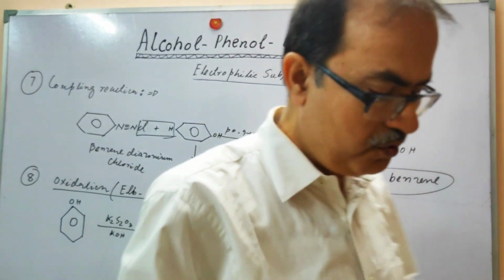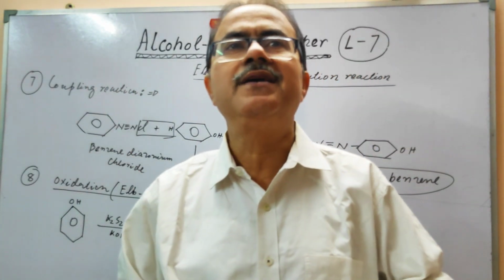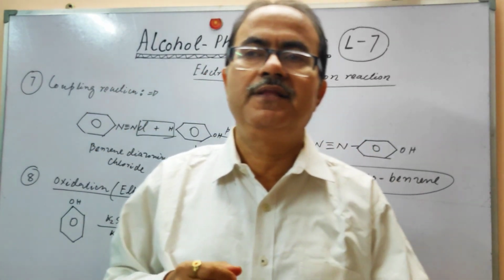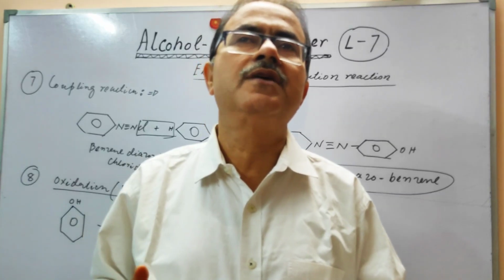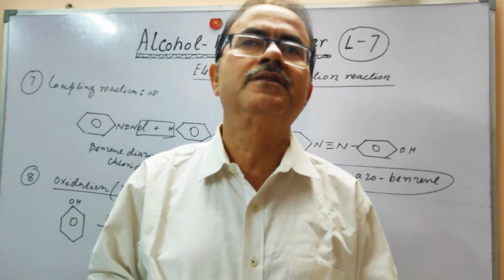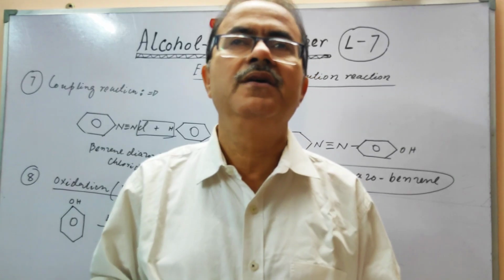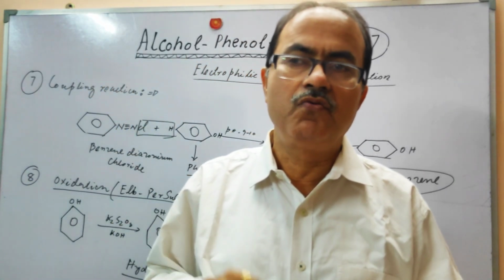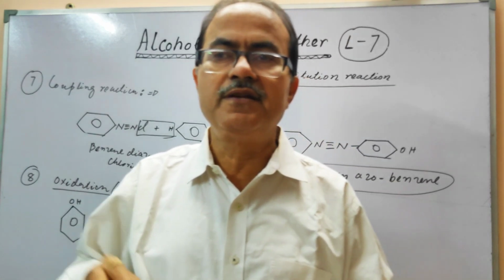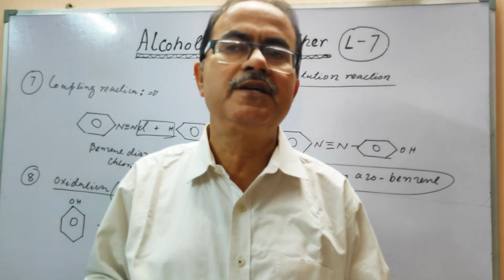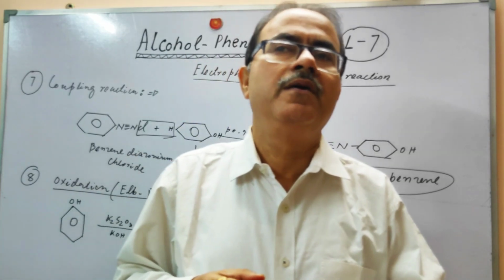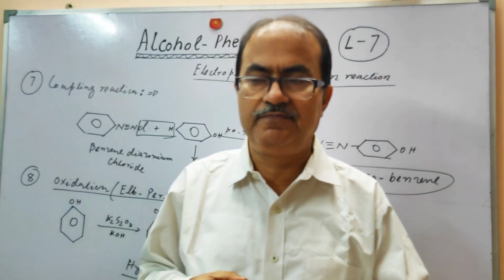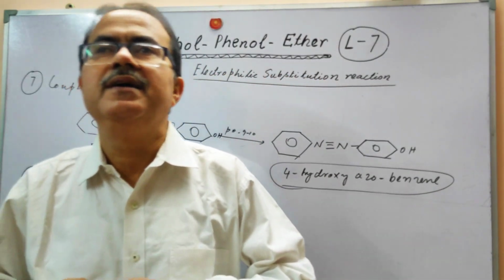So this is all for today's lecture. In this lecture we have discussed the electrophilic substitution reactions. First we discussed halogenation reactions, then sulfonation and nitration. Then we discussed the Friedel-Crafts reaction, Kolbe reaction, Reimer-Tiemann reaction, and the last two reactions, the coupling reaction and the Elbs persulfate oxidation reaction. So that is all for today's lecture.